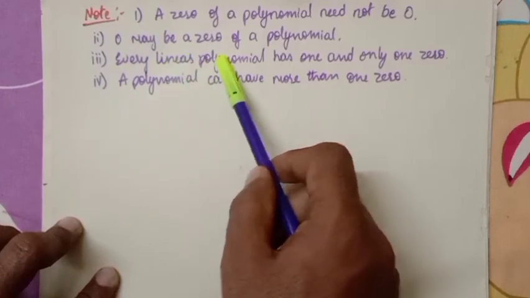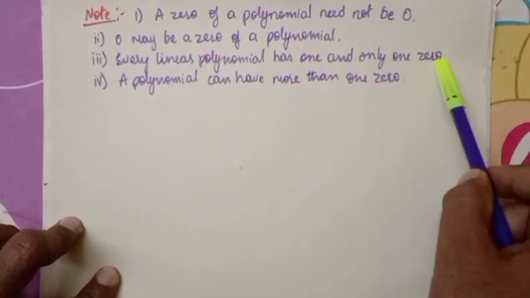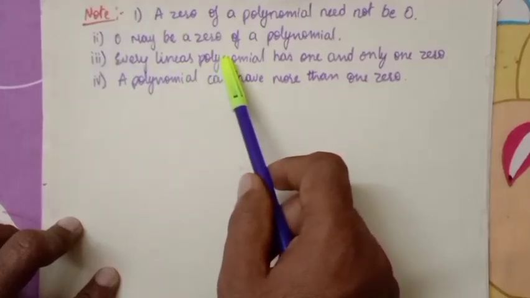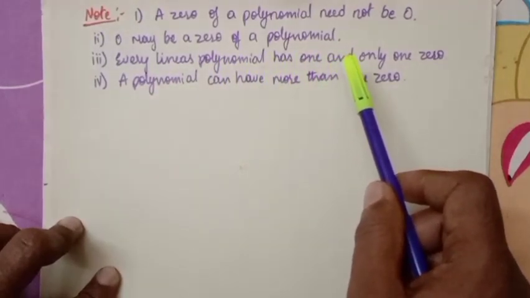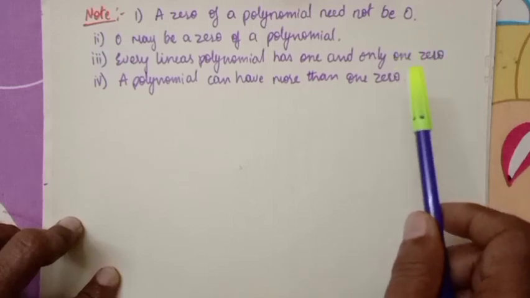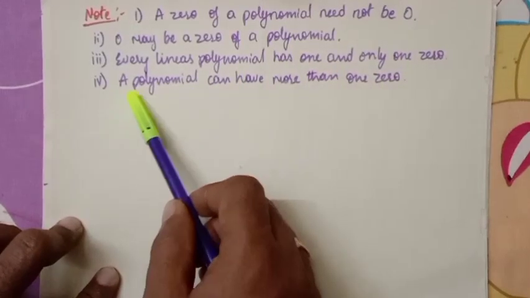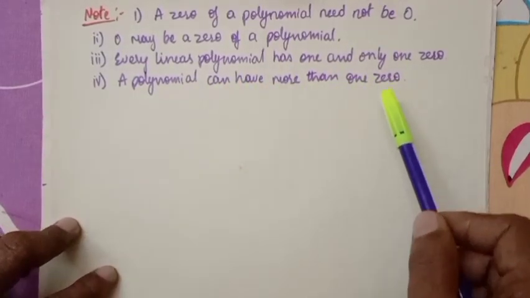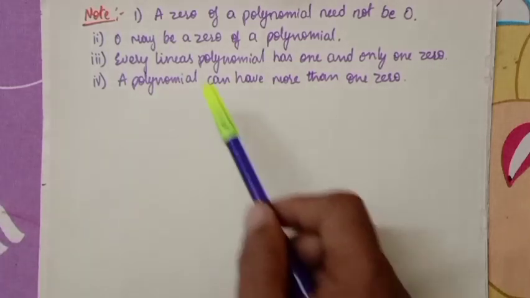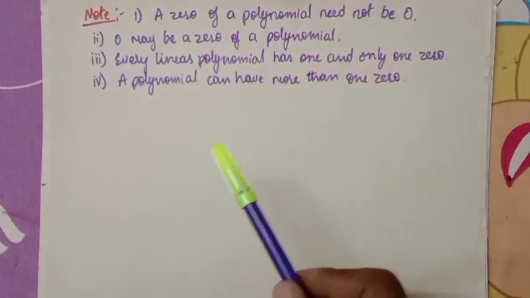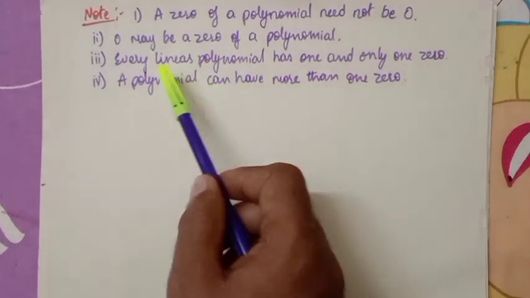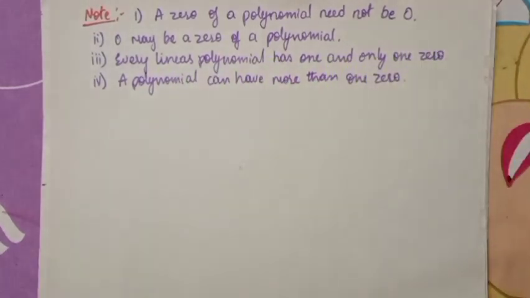Every linear polynomial has one and only one zero. A linear polynomial cannot have 2 or 3 zeros. It can have only one zero. A polynomial other than a linear polynomial can have more than one zero, but a linear polynomial can have only one zero. This completes the zero of the polynomial. The second exercise of this chapter is completed.